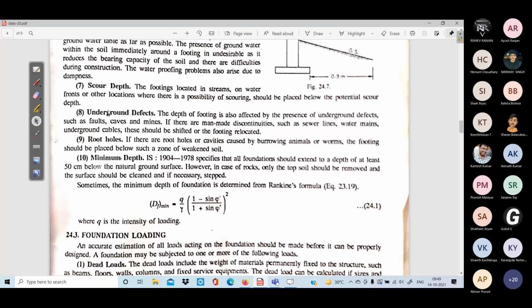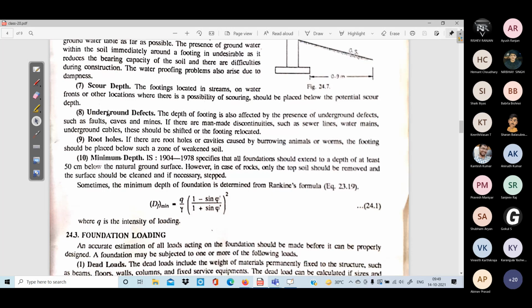That means because of the waves and other things, scoring will happen. Okay, so underground defects, if at all located by the penetration of the underground defects, such as faults, caves, mines. Important are man-made ones, anything: sewer lines, water lines, pipelines. We have to see everything. Okay, if there are root holes or cavities caused by the burrowing animals or worms, the footing should be placed below that.